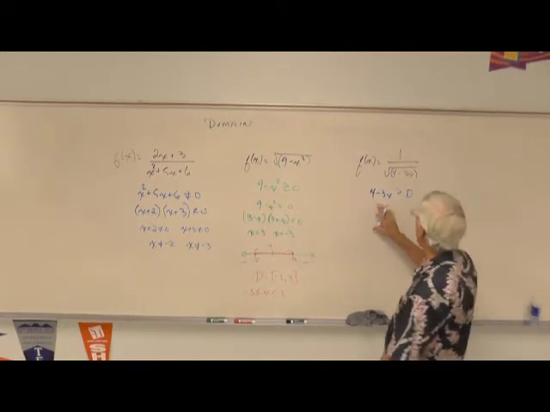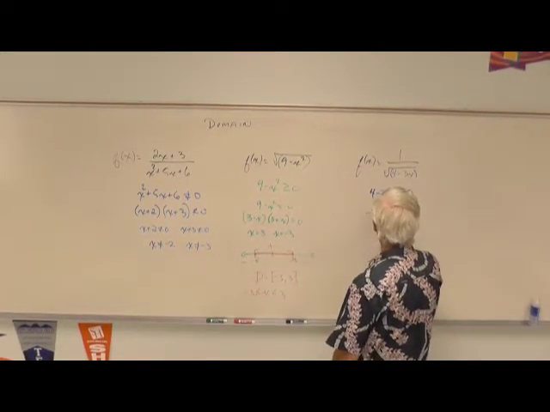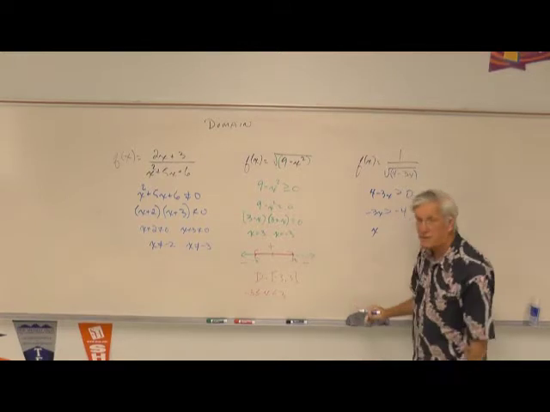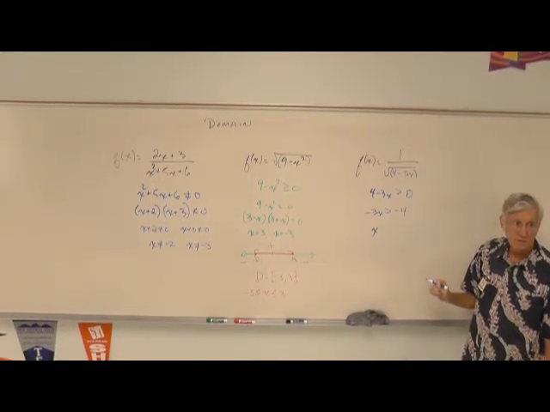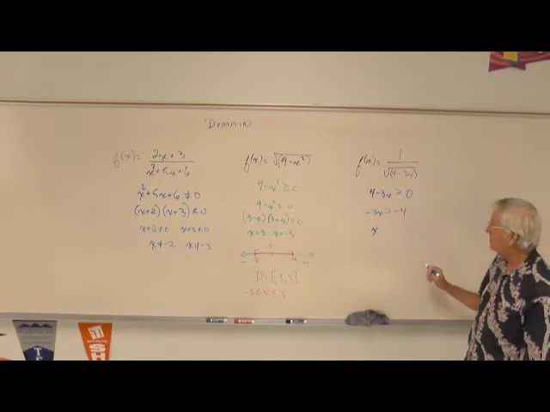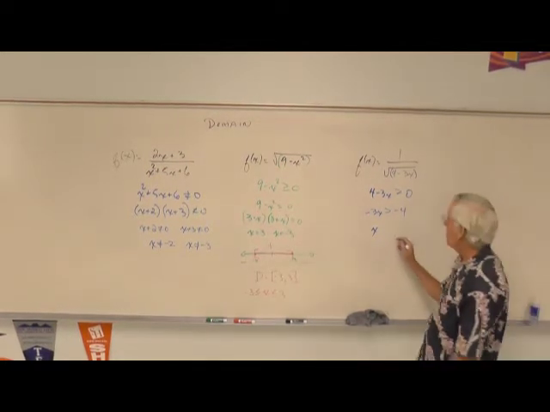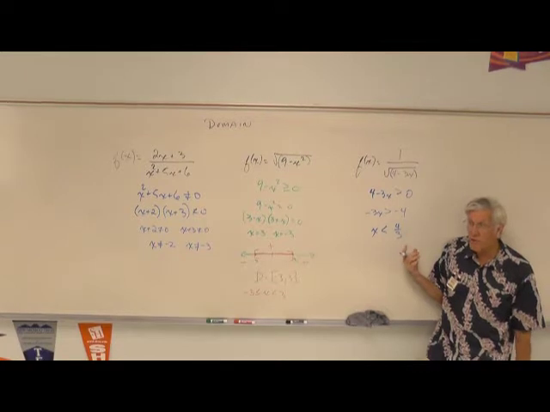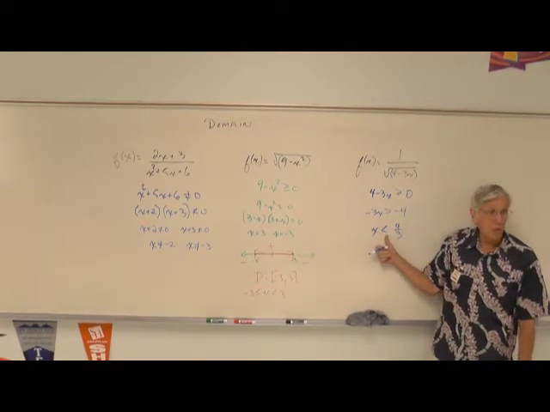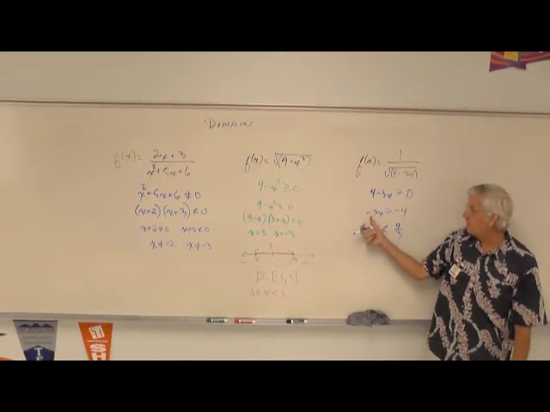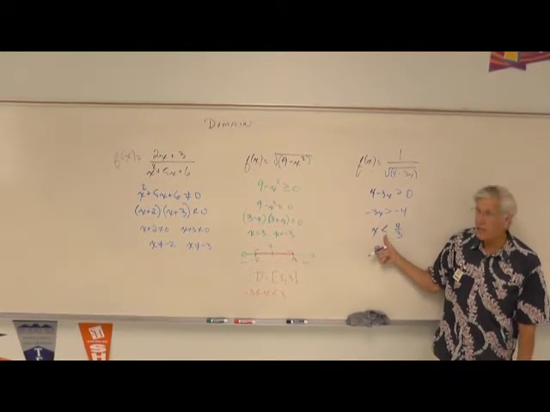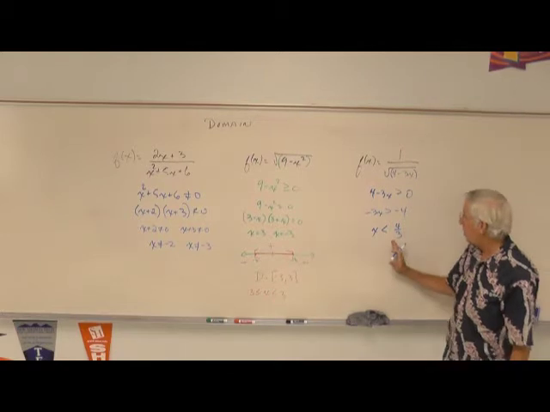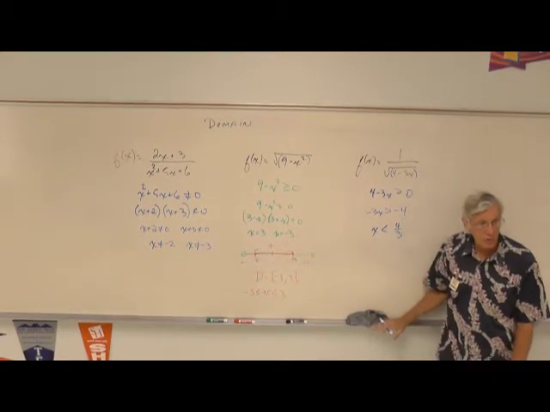Now I'm just going to solve this, so subtract 4, negative 3x is greater than negative 4, and now I'm going to divide by negative 3, so x is what? x is less than 4. What happens to an inequality when you multiply or divide by a negative number? The inequality reverses. So because I'm dividing by negative 3, the greater than changes to less than, and then of course negative 4 divided by negative 3 is positive 4/3. So in this case, only numbers less than 4/3 are in the domain.